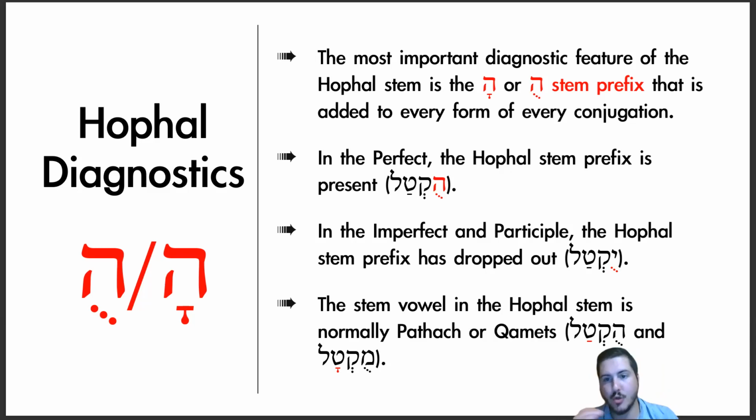Okay. Yuqtal. In pual, it'll be in the middle of the word. It'll take the place of that stem vowel. Here, it's going to be in the very front of the word. Stem vowel in the hophal stem is normally a patach or a qamets. So you've got the a class vowel as the stem vowel, and you've got that qibbuts as the diagnostic feature of the stem, that hey, stem prefix.